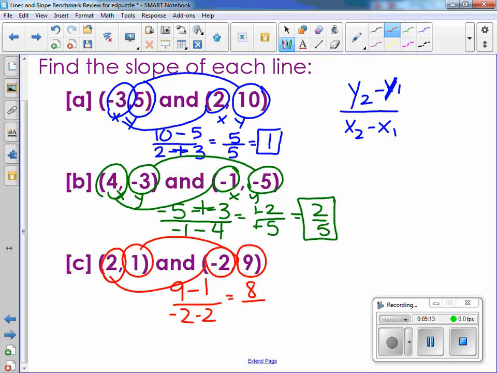9 minus 1 is 8. Negative 2 and another negative 2 take you farther in the hole to negative 4. 8 divided by negative 4 simplifies to negative 2 over 1, or just negative 2. It depends on how you want to look at it.